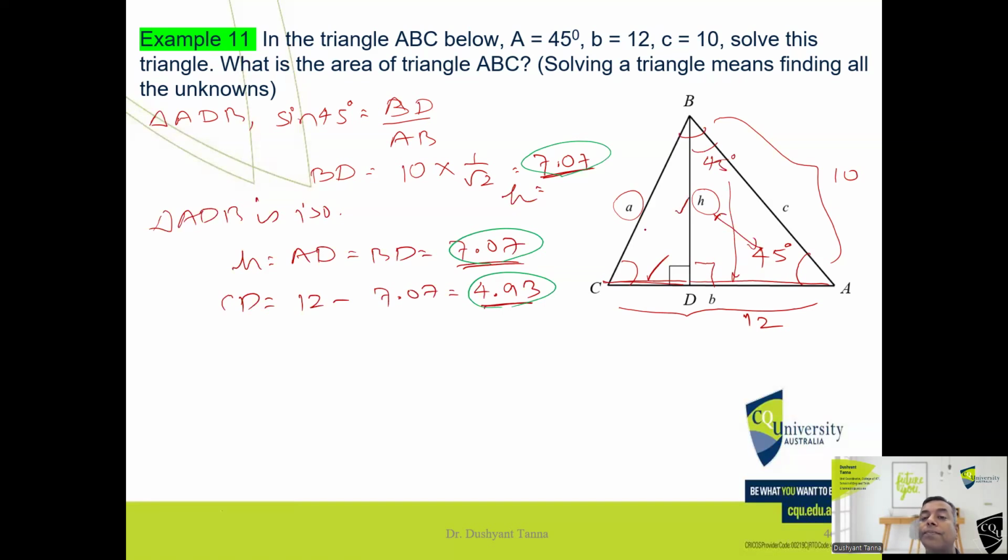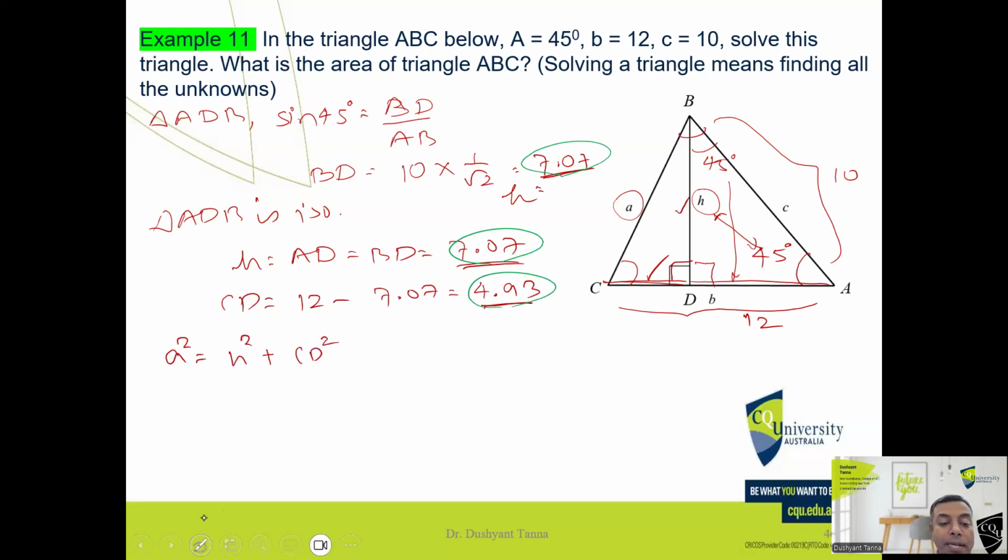I got H. I got this 90 degree, right? What else can be done? I can find A with the help of the hypotenuse, Pythagoras theorem. So a squared is equal to CD squared plus H squared.